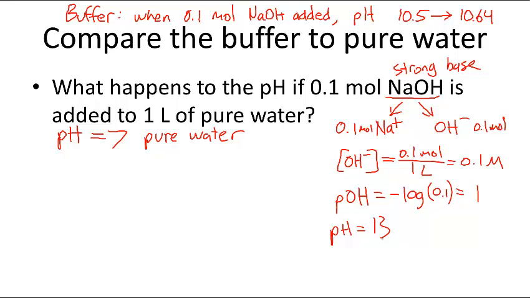So for the buffer, it went from 10.5 to 10.64. We do the same thing to pure water. It goes from 7 to 13. That's the power of a buffer. It keeps the pH in a relatively close range, whereas pure water does not. What questions do you have?